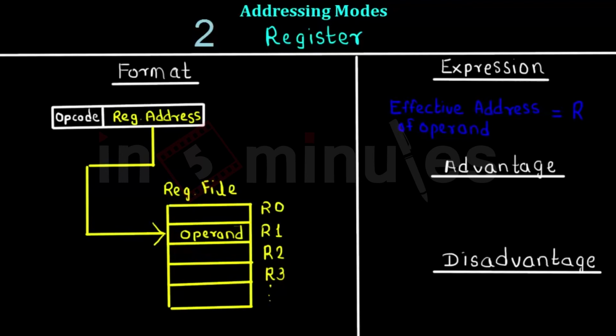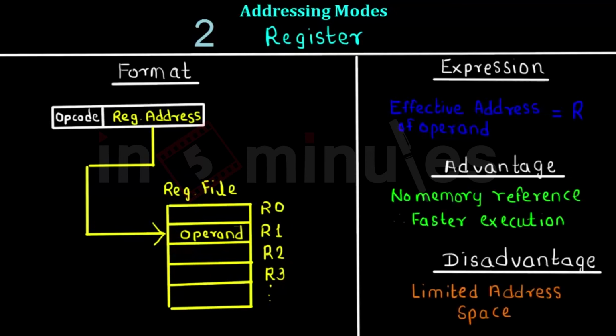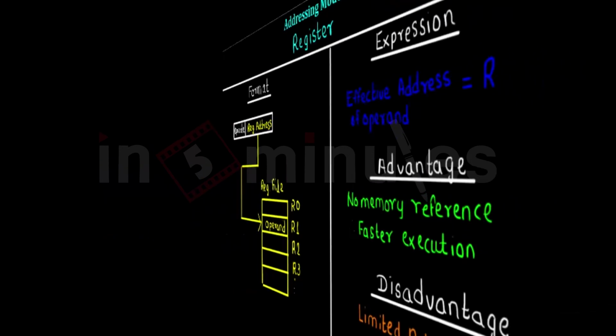The advantage of this system is again external memory is not referenced, internal registers are used, so faster execution. And here the address space is limited. The number of registers that are used inside the CPU is limited. So that is the drawback of this addressing mode or this type of instruction.